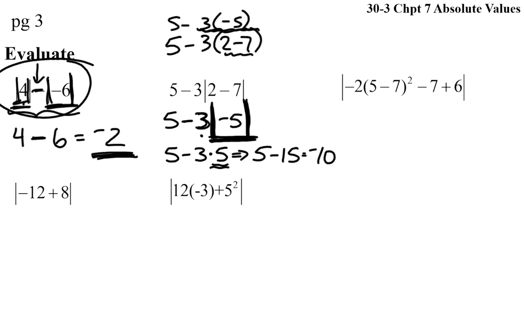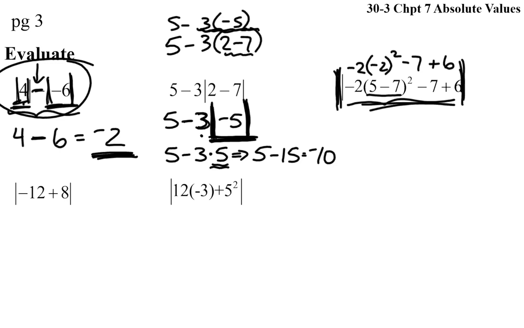The next one, lots going on. In this case, all we need to know is that these are inside the brackets. And when they're inside the brackets, everything needs to be done first, and we're simply going to finish with something inside brackets. So that's all I have to worry about with this one. I just want to do order of ops inside the brackets. So I have negative 2, bracket, negative 2 squared, minus 7 plus 6. I'm not worried about the absolutes yet. They're on the outside. I need to do everything inside first.